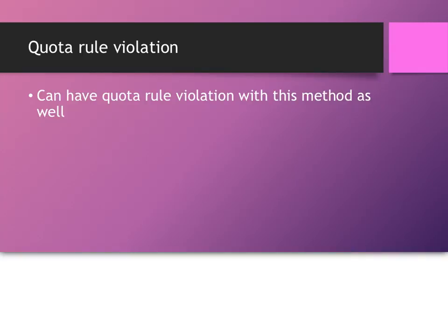And just like in Jefferson's, we can have quota rule violations with this method as well. I'm not going to do an example of that. Anytime we have these divisor methods where we're changing the divisor from the standard divisor, we can have quota rule violations. All right, that should be fairly self-evident that this Adams method where we round up, and the Jefferson's method where we round down, can both have kind of the same problems. And the problems that we have are the quota rule violations.